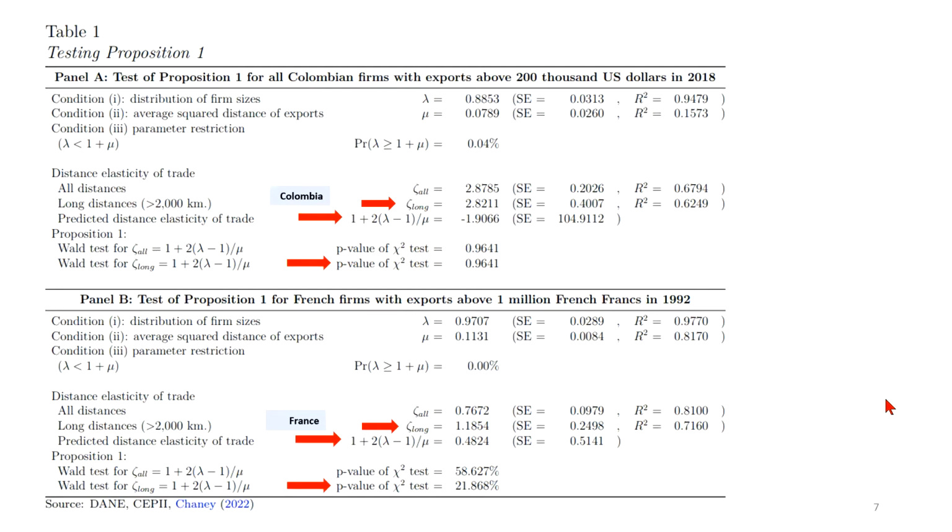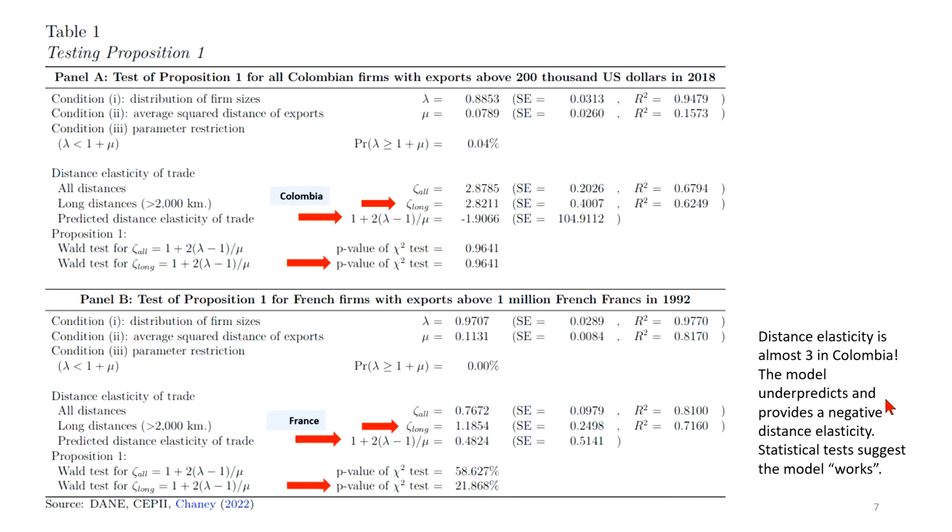And now when we apply the model to Colombia, we see that the predicted distance elasticity actually has the wrong sign. It's minus 1.9 in Colombia, and is not close to the one observed in the data. However, given that there is a large standard error, when I do a chi-squared test, the test does not reject the null hypothesis that there is a difference between the two results. And also we see that the distance elasticity in Colombia is almost 3, so that's 3 times the most commonly observed value.